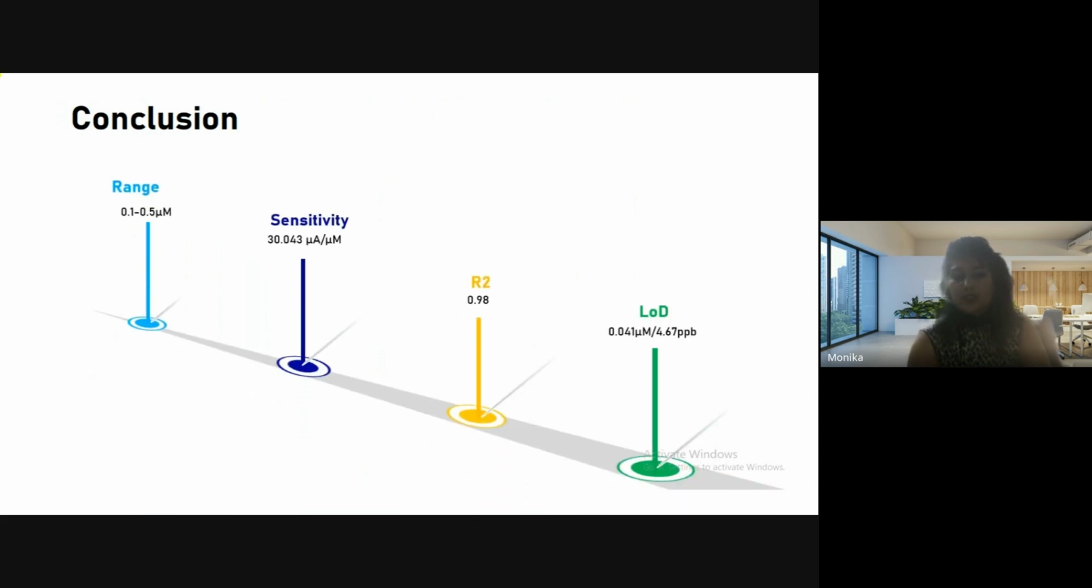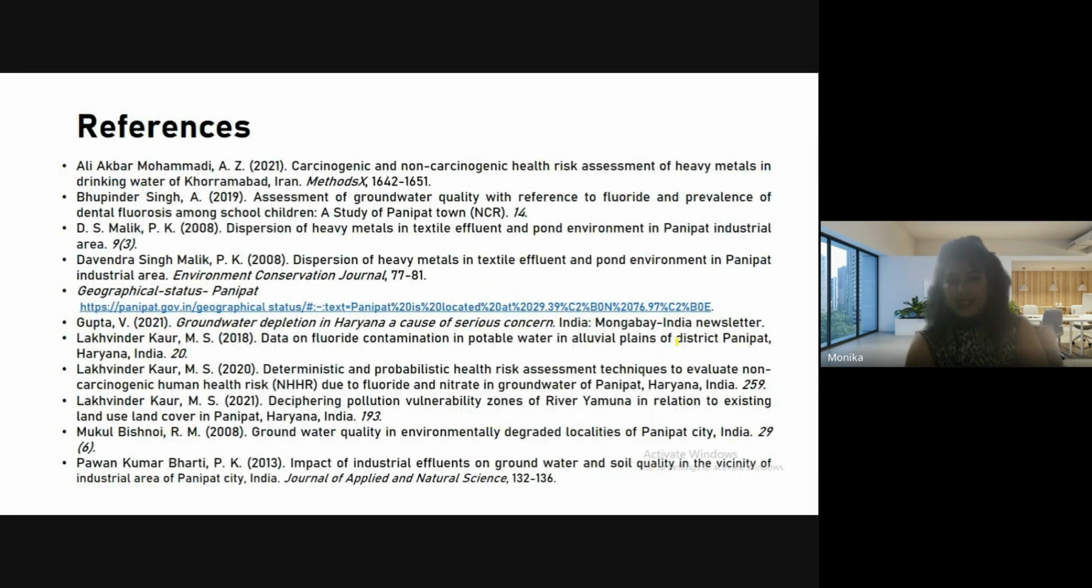So as per the conclusion, I have taken the range for the cadmium 0.1 to 0.5 micromolar with the sensitivity 30 microampere per micromolar, R square 0.9, and using this sensor I detected the cadmium ions up to the limit of 4.67 parts per billion. These are the references I have used.